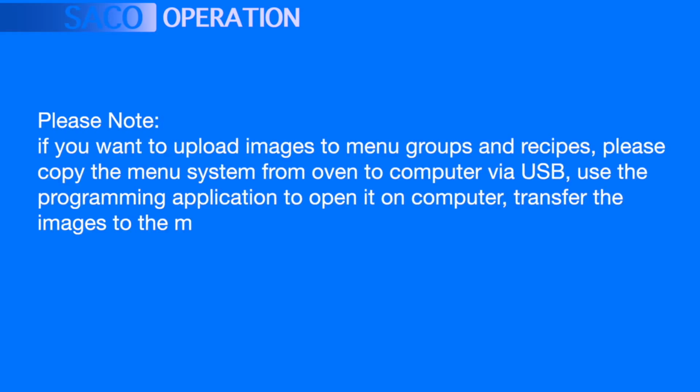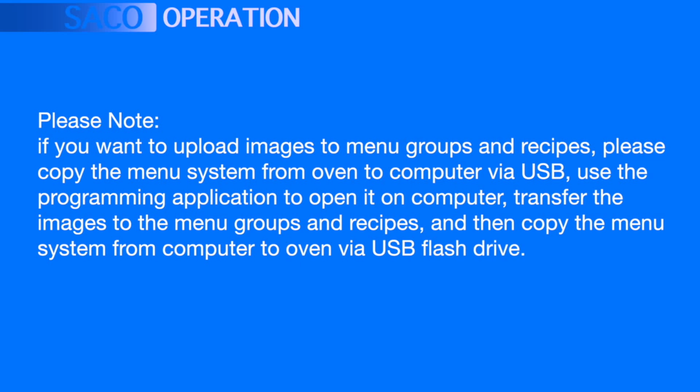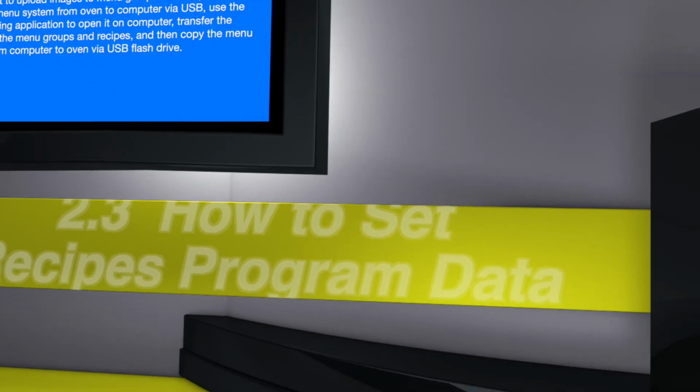Please note, if you want to upload images to menu groups and recipes, please copy the menu system from the oven to a computer via USB. Use the programming application to open it on the computer. Transfer the images to the menu groups and recipes, and then copy the menu system from the computer to the oven via USB flash drive. We'll introduce it in detail later.